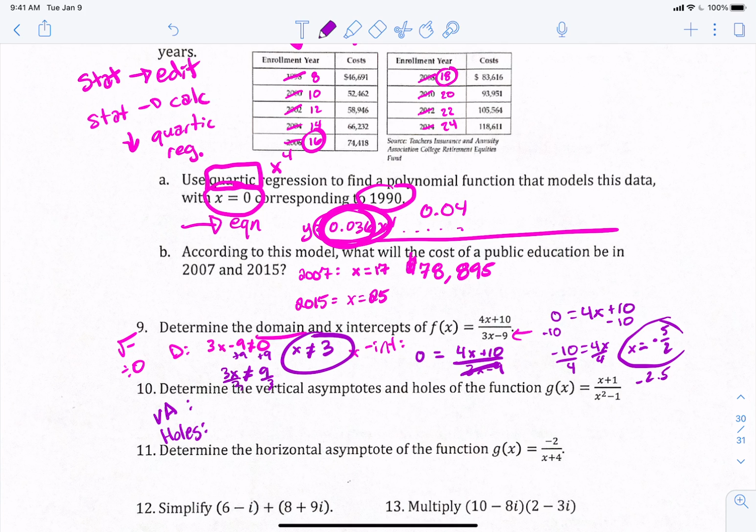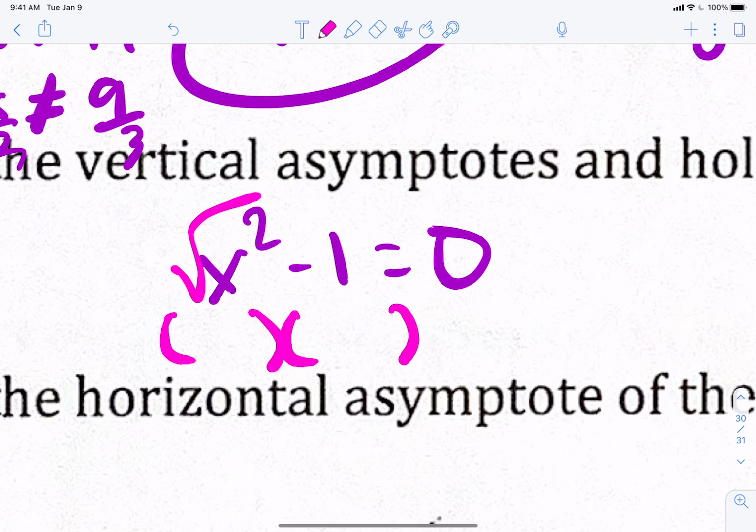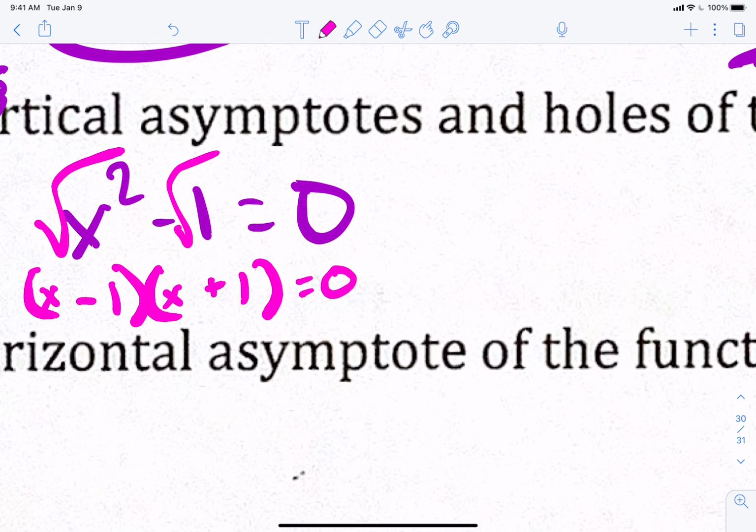Set the denominator equal to 0. X squared minus 1 equals 0. Okay. What can you do with x squared minus 1? Difference of squares. The square root of x squared is x. The square root of 1 is 1. X minus 1, x plus 1. So, x minus 1, x plus 1. If I set x minus 1 equal to 0, x is equal to 1. If I set x plus 1 equal to 0, x is negative 1. X equals negative 1. Those are my two.